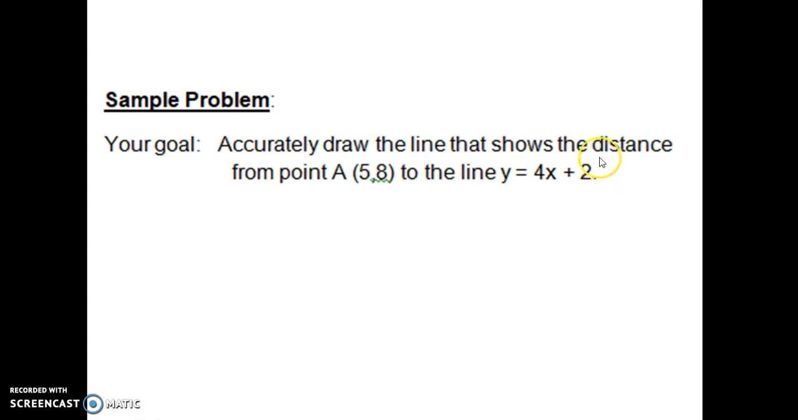And as we know from the previous lesson, when you're talking about a distance from a point to a line, that distance can be drawn in many ways, but mathematically the distance means the shortest distance, and the shortest distance is actually the perpendicular line. So let's take a look at that.